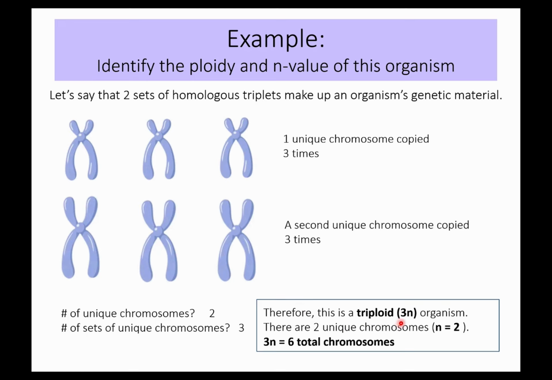So this is a triploid, 3N organism. There are 2 unique chromosomes, here and here, 3 times. So N equals 2, and 3N equals 6. A common mistake would be the following. Yeah, you could say, I can count the number of chromosomes. The total number is 6, sure. And you put 3N, where N equals 2, that's correct. But some people would put 2N equals 6, where N equals 3. That is incorrect. And you all know that's going to be one of the answers on the multiple choice. So just make sure that you understand those nuances.